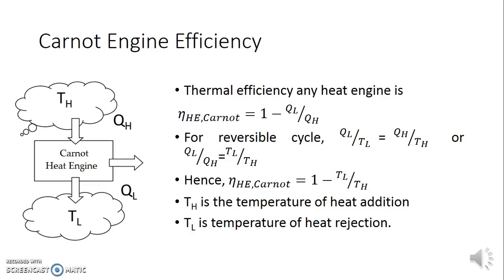Let us find out the Carnot engine efficiency. Thermal efficiency of any heat engine is 1 minus QL upon QH, where QL is the heat rejected and QH is the heat supplied. But for a reversible cycle, according to second law of thermodynamics, QL upon TL is equal to QH upon TH. We can rearrange this: QL upon QH is equal to TL upon TH. Therefore, Carnot heat engine efficiency can be written as 1 minus TL upon TH, where TH is the temperature of heat addition and TL is the temperature of heat rejection.